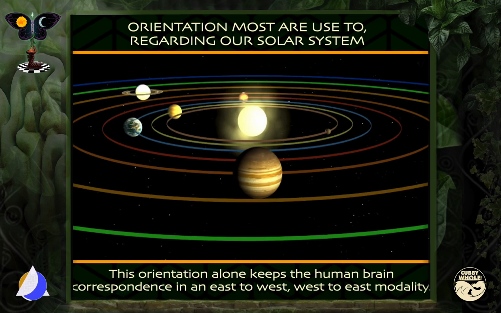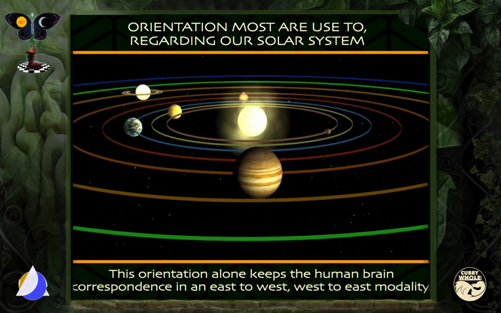Here is the orientation that most people are used to regarding our solar system. This orientation alone is half of the picture that we understand, and it keeps the human brain correspondence in a west to east or east to west modality, okay? With the up as north. It keeps the left brain hemisphere thinking in a dominant position because it's corresponding to the northern hemisphere, the upper region.